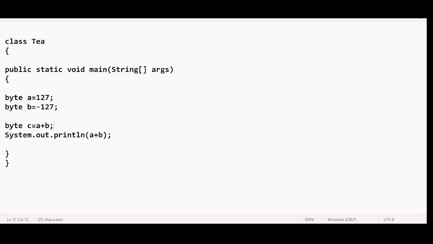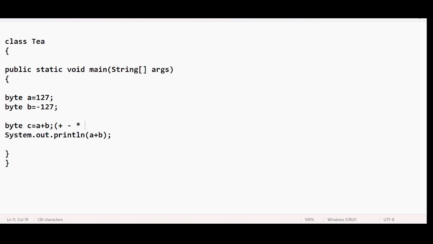Why can we not perform any mathematical operation? Because internally these operators like plus, minus, into, or division, any mathematical operation, will expect the operands, the identifiers, to be of integer data type. Minimum integer data type. It will not expect byte data type or short data type. As simple as that, right?